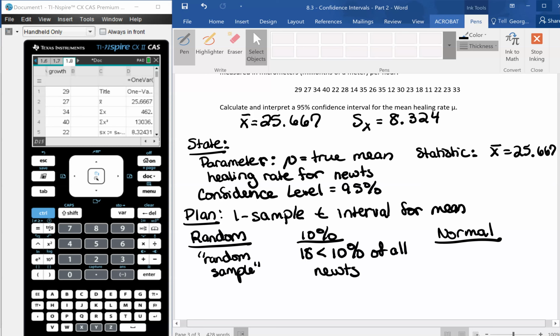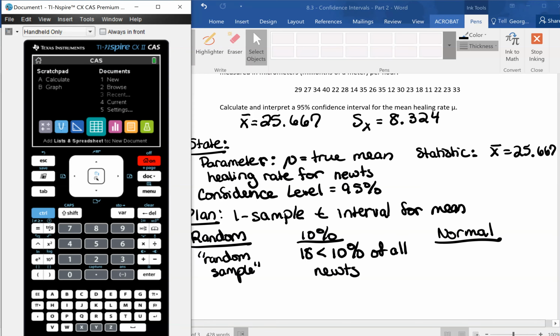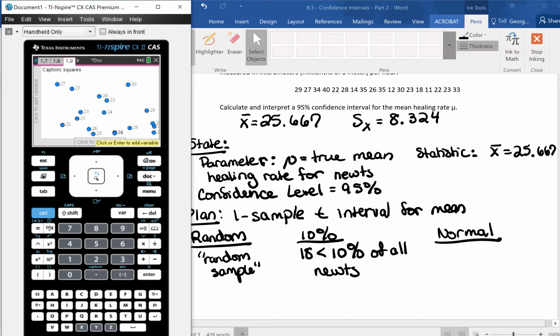Alright, so to look at the graph, we're going to go back to our calculator. We're going to look at our home. We're going to tap the graph button. We're going to click on the x-axis and tell it that we're looking at the growth graph. Alright, so there's our nice pretty dot plot. It looks okay. With this point off to the right, maybe a thought of that being an outlier. So there's a couple ways we can check for that.